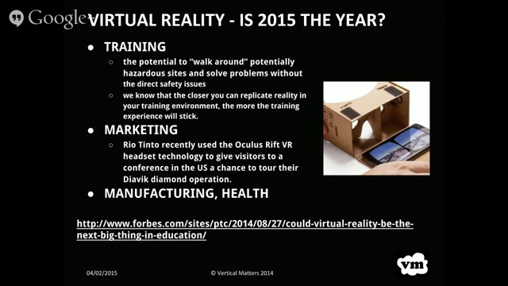In the sense of training, the big ones were the potential to walk around and engage in potentially hazardous or high-risk sites, to be able to solve problems in a virtual world as opposed to a real world, and obviously then take that into the field. So we talk about reduced cost through the implementation of those sorts of strategies. We talk about taking the training curve up at the front end.